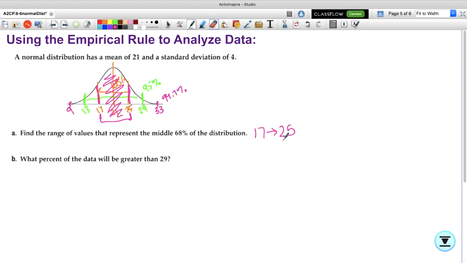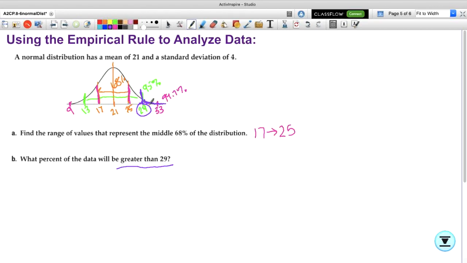So now it gets a little bit tricky, alrighty? So let's take a look at this next problem. And like I said, this one actually is pretty darn tricky. It says, what percent of the data will be greater than 29? Okay, so greater than 29. Let's come over here. I see 29's right here. And I need to figure out, what is that?